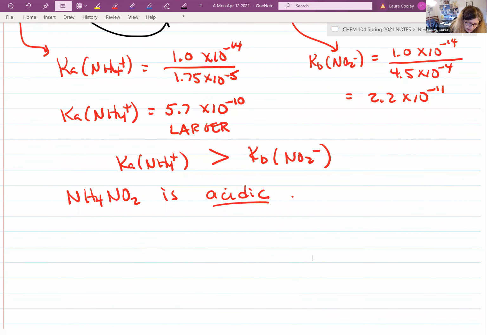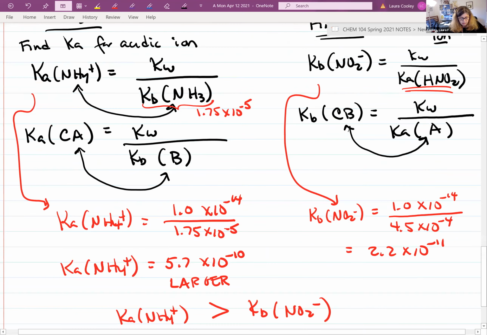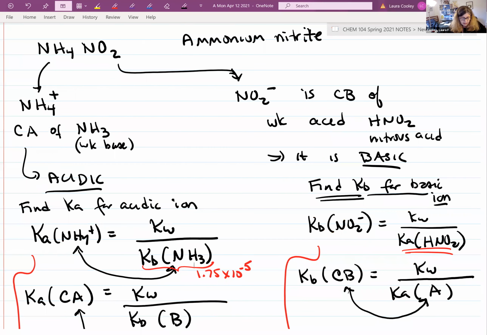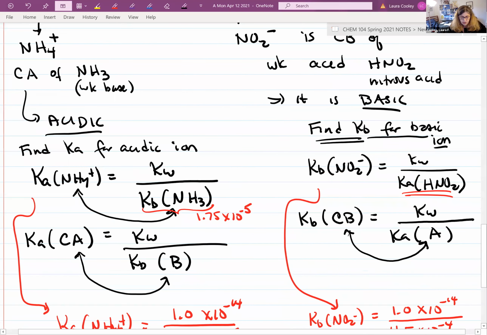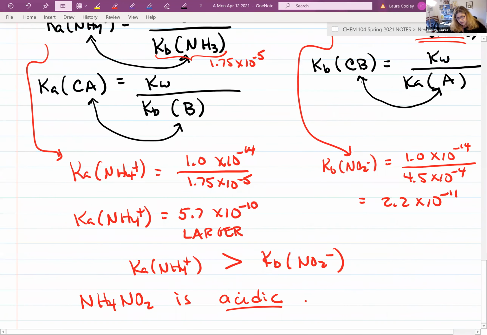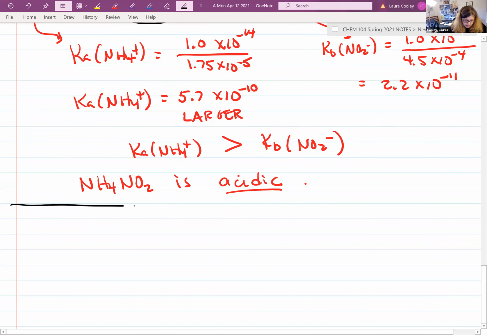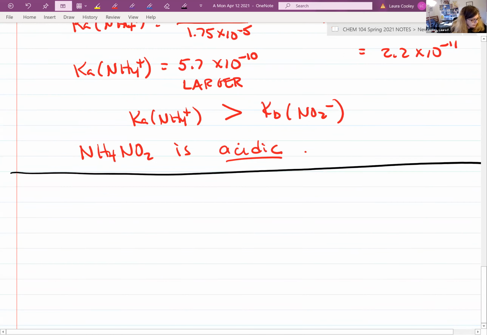But there would be no easy way for me to figure out the pH of this ammonium nitrite. If I made a certain molarity of ammonium nitrite, I couldn't figure out the pH of that solution. We can figure out the pH of a salt solution only when there is only one ion that is acidic or basic. If we have two, then that's not general chemistry.